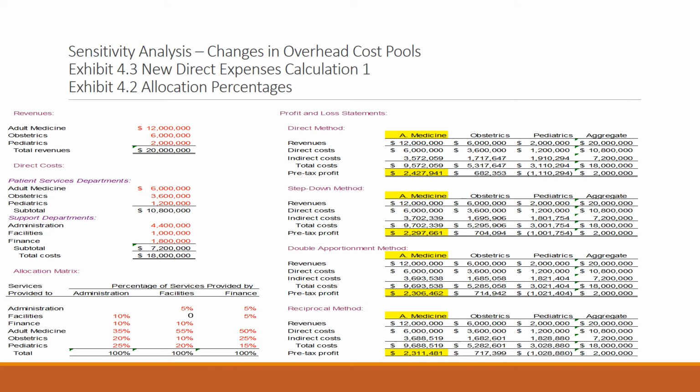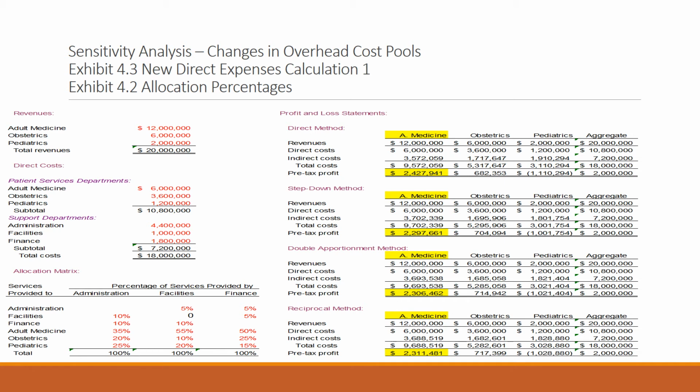Sensitivity analysis, changes in overhead cost pools. In the sensitivity analysis, allocation rates are kept at their base case values and the cost pool amounts are changed. The base case values were used in previous slides to illustrate the 4 cost allocation methods. In the base case, facilities has the largest cost pool. New direct expenses in calculation 1. Administration has the largest cost pool of $4.4 million.